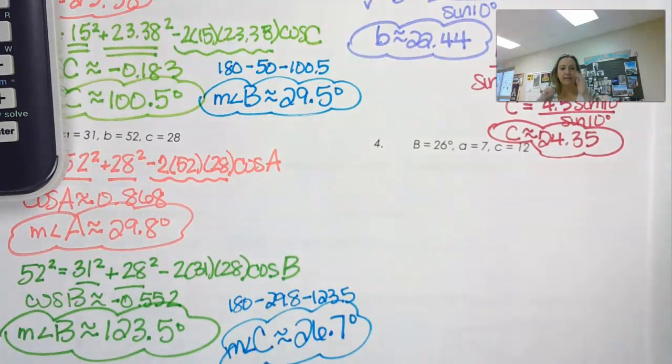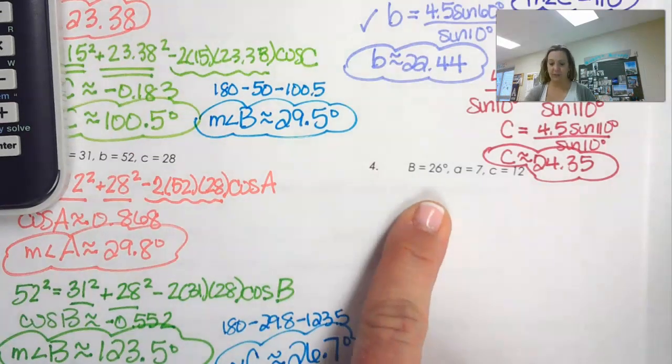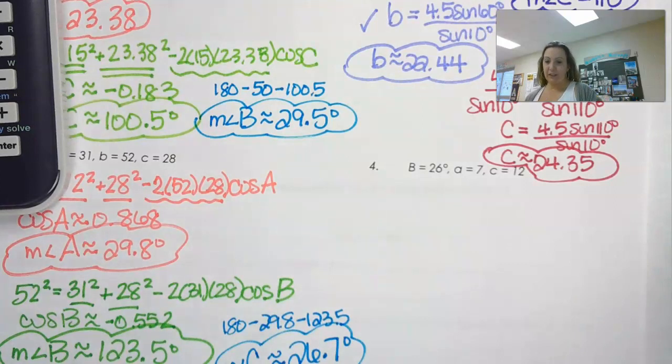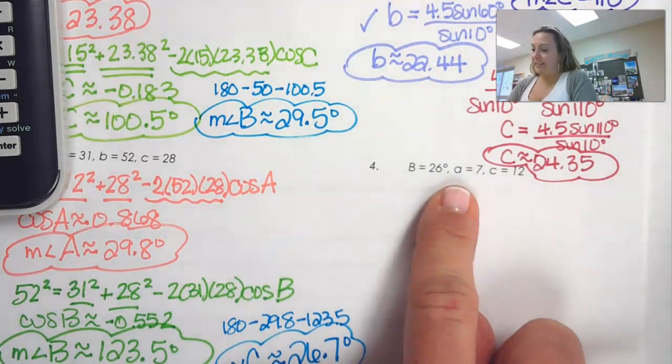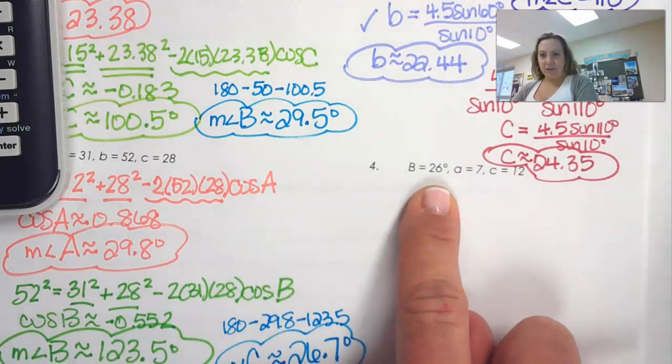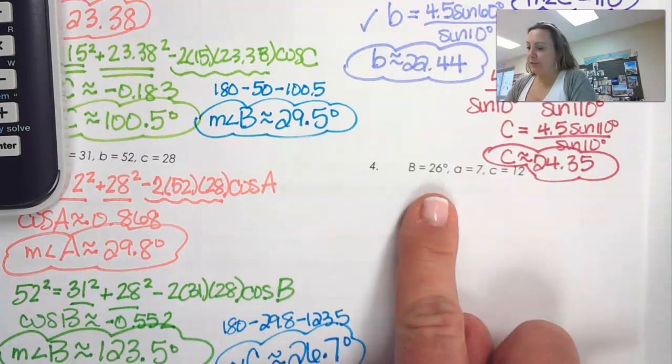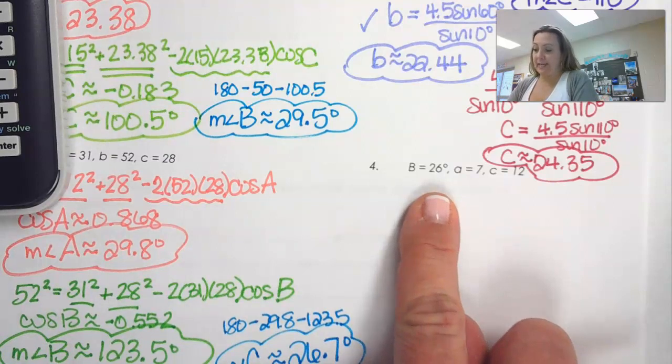What about something like number 4? In something like number 4, I look to see if I can set up a ratio. It doesn't look like I can. And sometimes I just double check. Can I find an extra angle? I can't. So this is just going to have to be law of cosines.